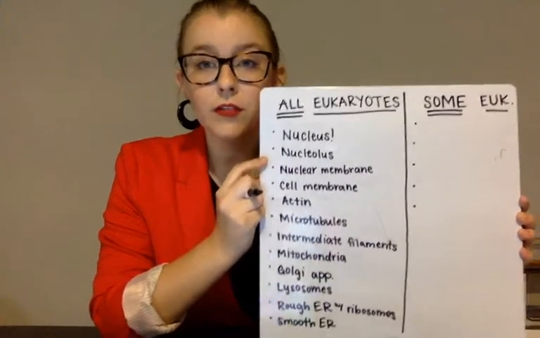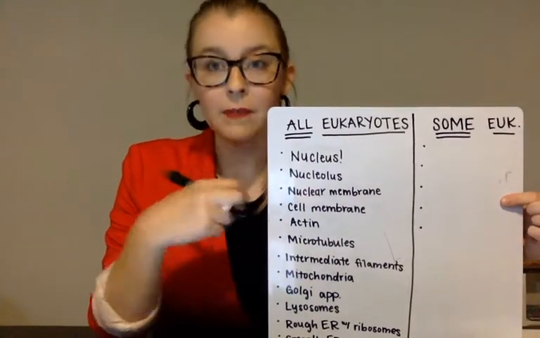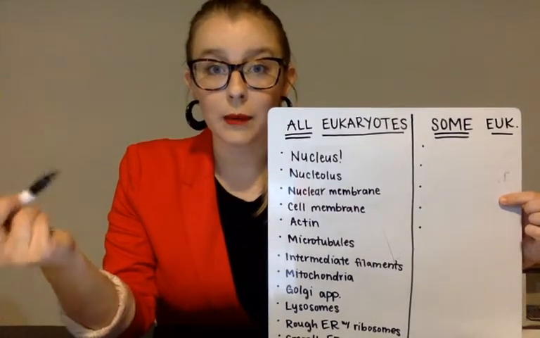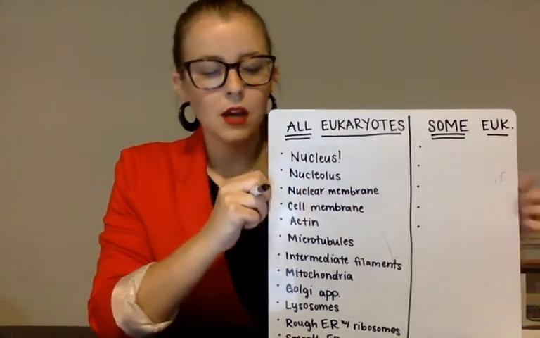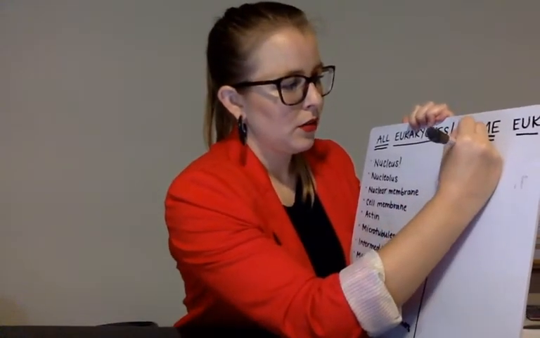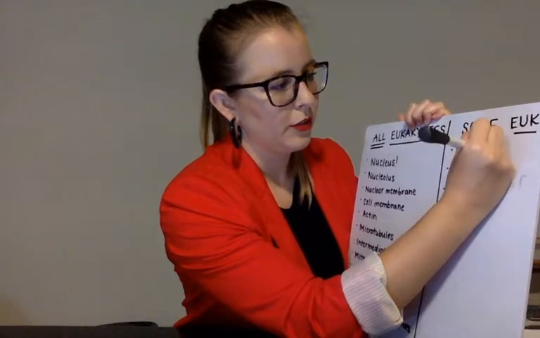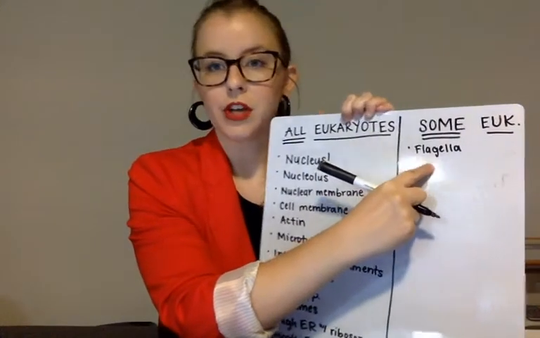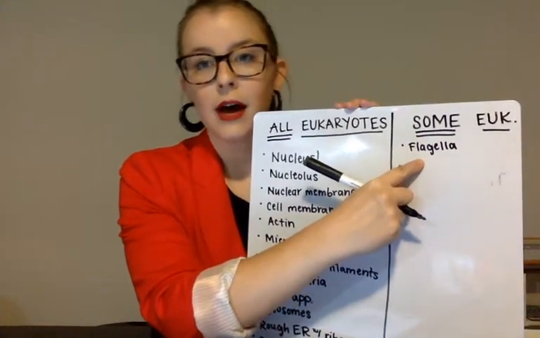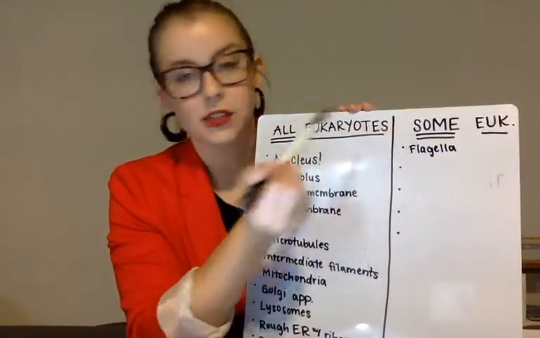Now there's going to be a few that are found in some eukaryotic cells but aren't found in all. And some of these also are in common with the bacterial cells. So we have the flagellum. So if we pluralize, it's going to be flagella. So we might see some flagella in eukaryotic cells, but these aren't present in every single eukaryotic cell. So that's why they go on the some list.